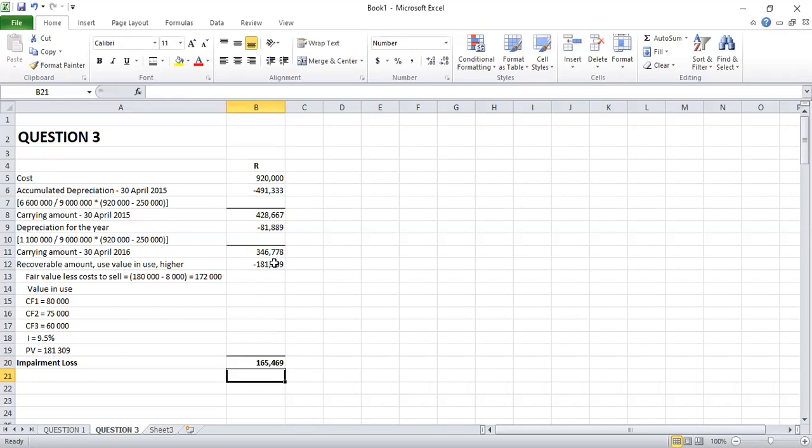That will be the impairment loss. Okay. Any questions? No. Okay, so you can just do the note. It's just a normal PPE.